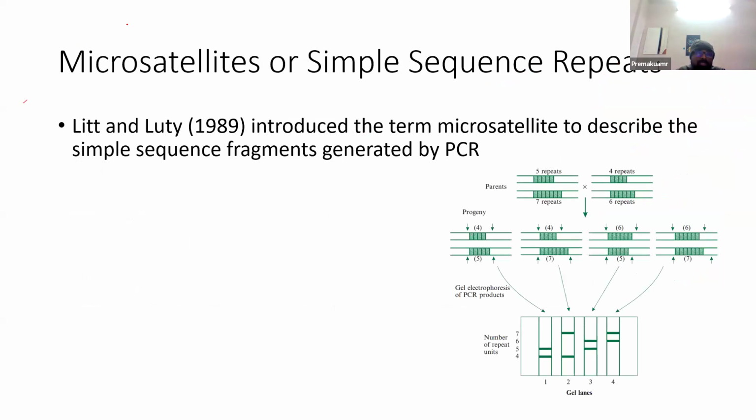Then another marker is microsatellite. Don't worry about STS, SCAR, all those things. Nobody is using them. RFLP also, nobody is using. Don't worry. But the only thing to remember is whether it is a dominant marker or a non-dominant marker.